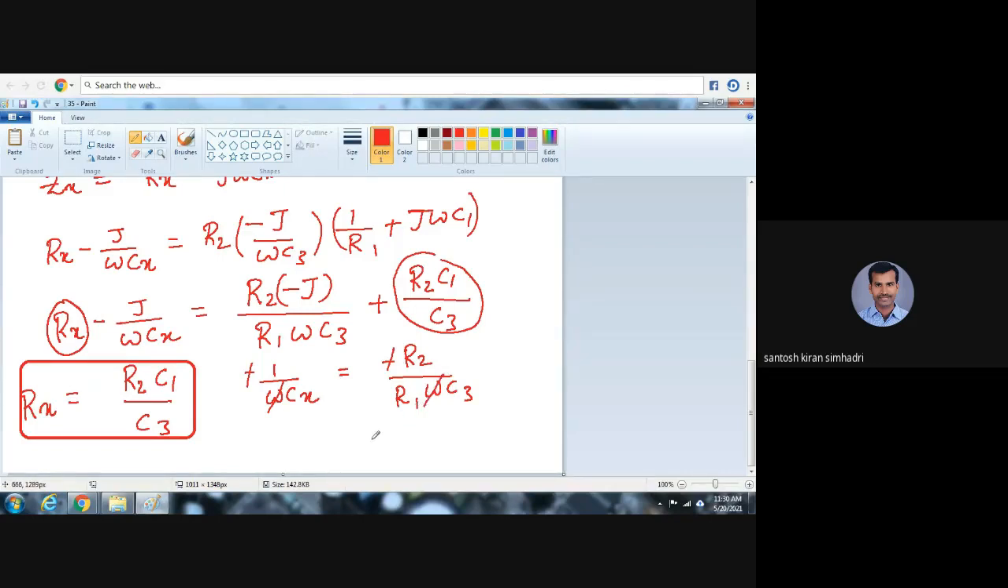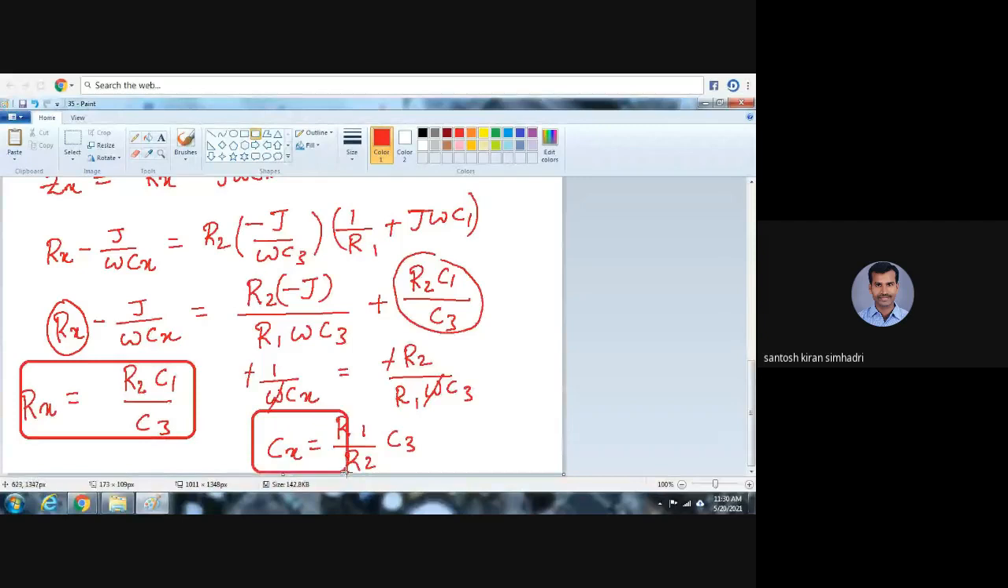Then what about the final expression? The final expression Cx equal to, do some cross multiplication, very important process, R1 by R2 into C3. That's all. Just I will extend this equation. This is a very important discussion.